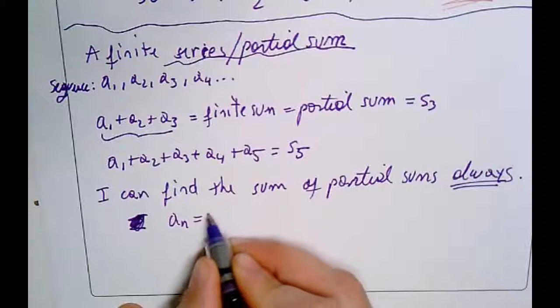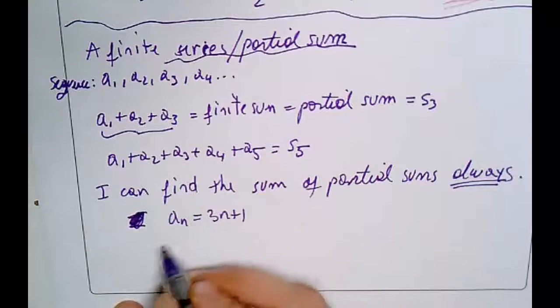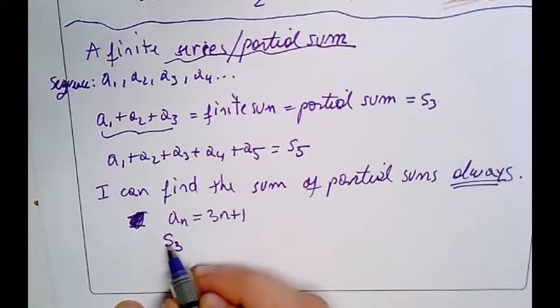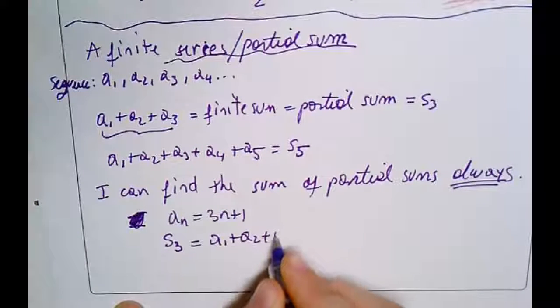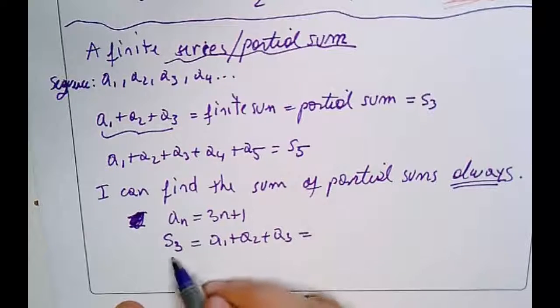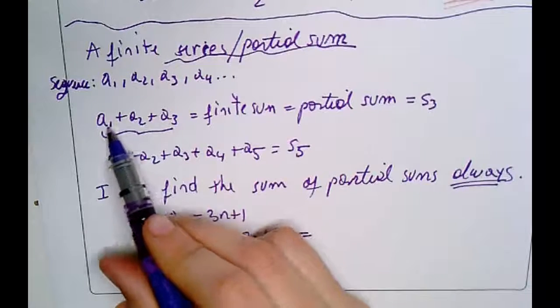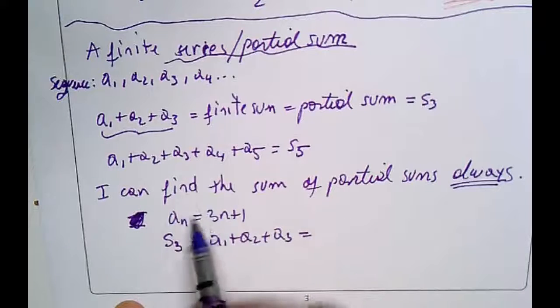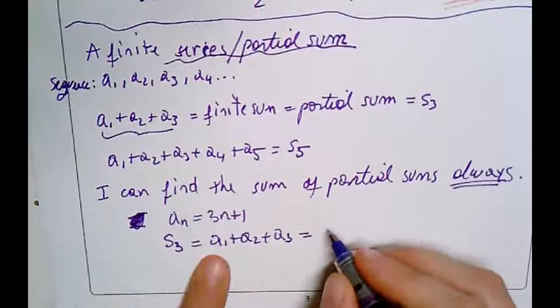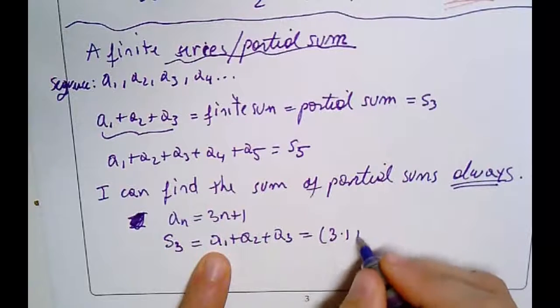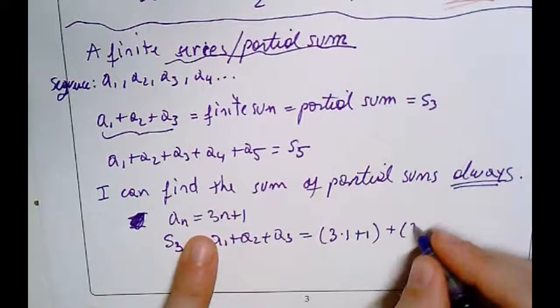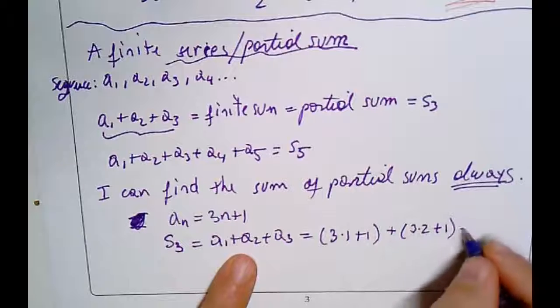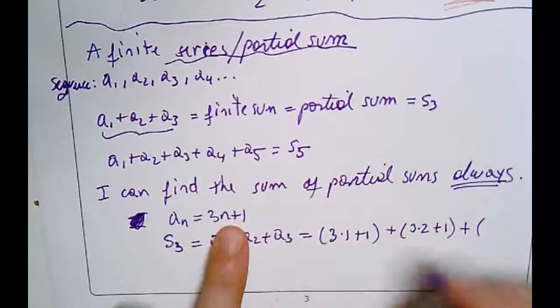For example, find the sum, if an equals 3n plus 1, what's going to be S3? The partial sum. So adding the first 3 terms of the sequence. So it's going to be a1 plus a2 plus a3. S3 is the partial sum corresponding to adding the first 3 terms of the sequence, and the sequence is given by this formula. So what's going to be a1? Well, it's going to be 3 times 1 plus 1. That corresponds to n equals 1. Then a2 is going to be 3 times 2 plus 1, plus, what's going to be a3? It's going to be 3 times 3 plus 1.